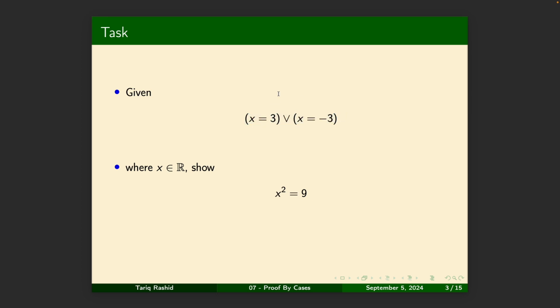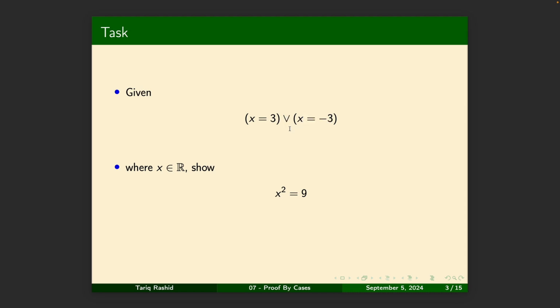In the past we might have seen hypotheses, given facts, that say something like A is 4 or X is 3. This looks a little bit more complicated, so we'll talk a little about what that is. What this is saying is that X is 3 or X is minus 3.